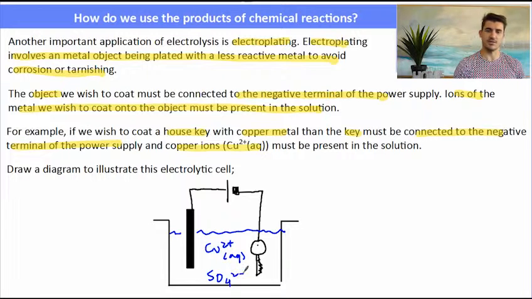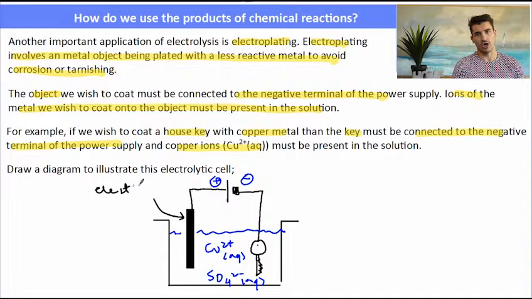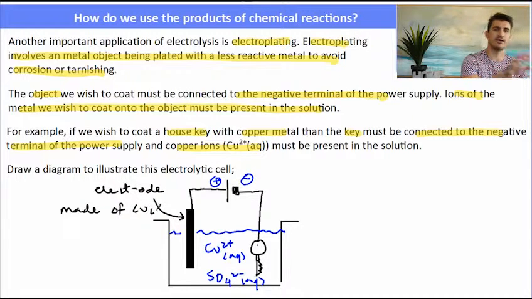So here I've got it set up. I've got my battery up there. The short little fat one's the negative, the long skinny is the positive. I've got my key connected to the negative, and that means that the electrons are going to be pushed into the key. The copper ions in the solution will then form a copper coating on the key, and at the other electrode I will have my copper solid, because I want to try and replace any of those ions that have gone from an ion to a solid to keep it balanced.